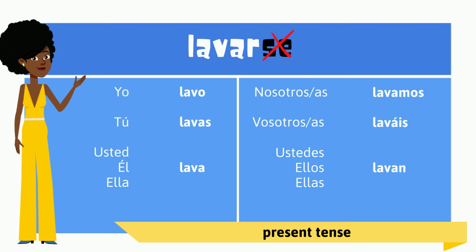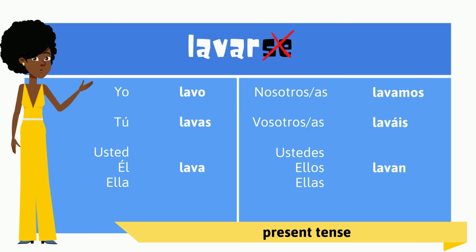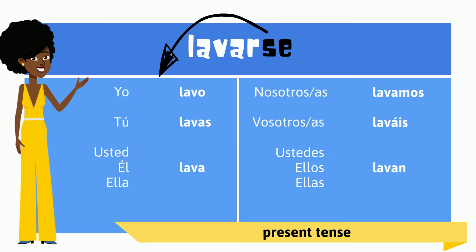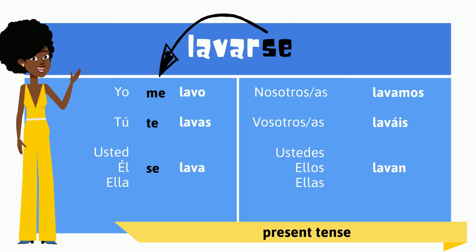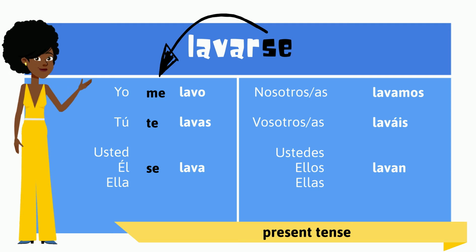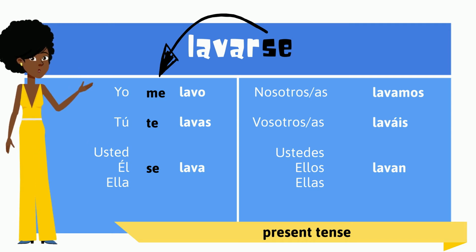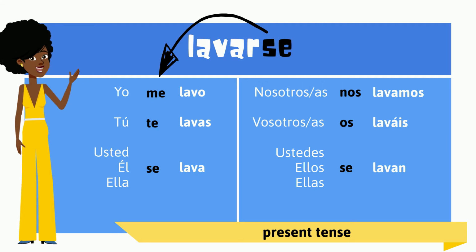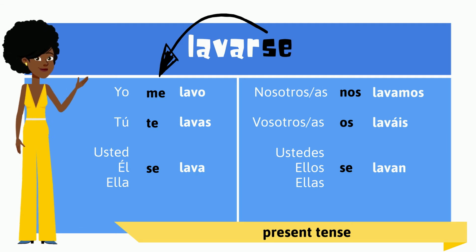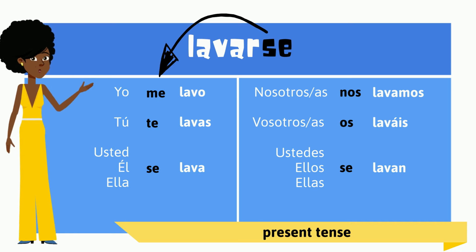ustedes lavan. Step 2. Add the reflexive pronoun that corresponds to the subject and place it before the conjugated verb. Yo me lavo, tú te lavas, él, ella, usted se lava, nosotros, nosotras nos lavamos, vosotros, vosotras os laváis, ellos, ellas, ustedes se lavan.